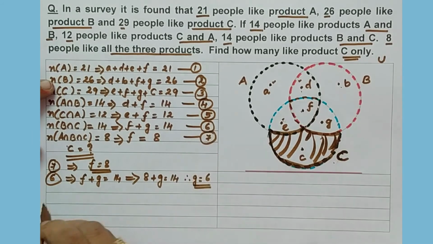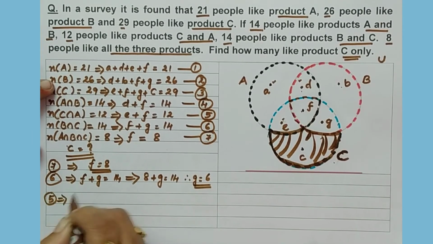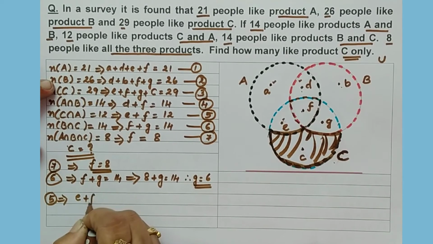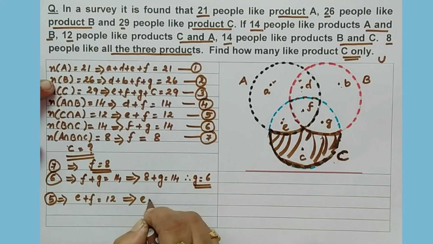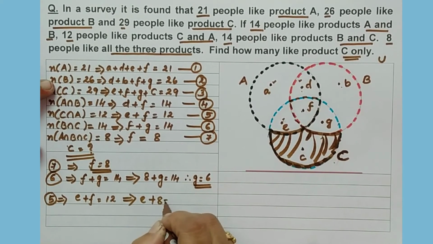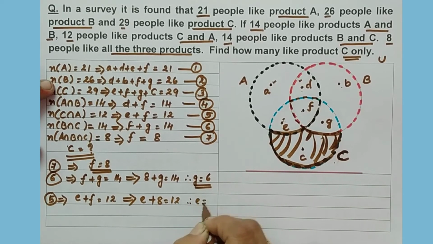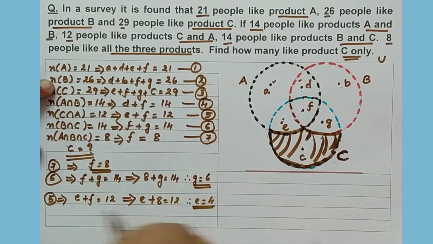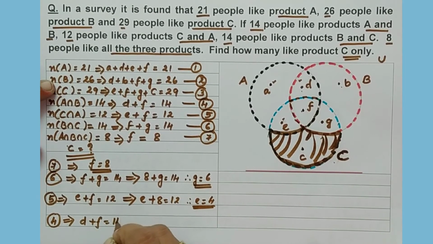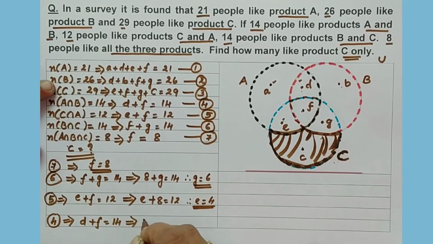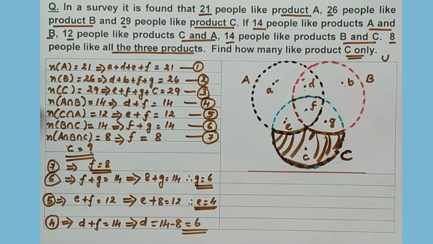Now come to equation number 5. Equation 5 implies E plus F equals 12. E plus the value of F, which is 8, equals 12. From this you will get E equals 12 minus 8, which is 4. Equation 4 gives D plus F equal to 14, which implies D equals 14 minus F, that is 14 minus 8, which is 6. So D equal to 6.